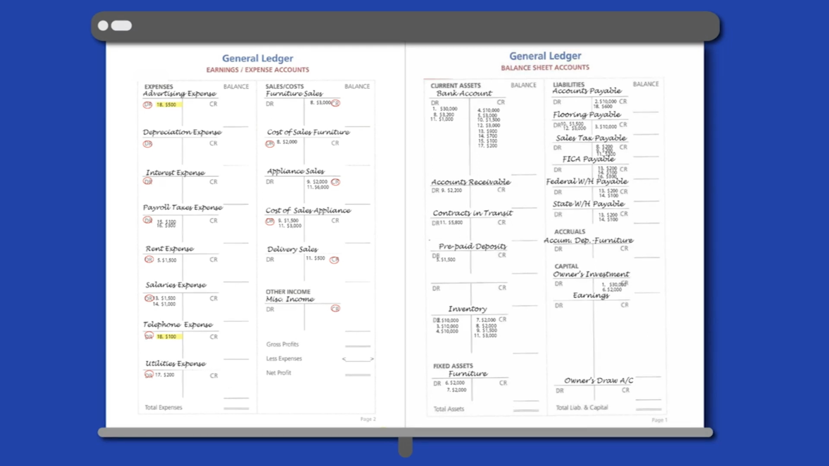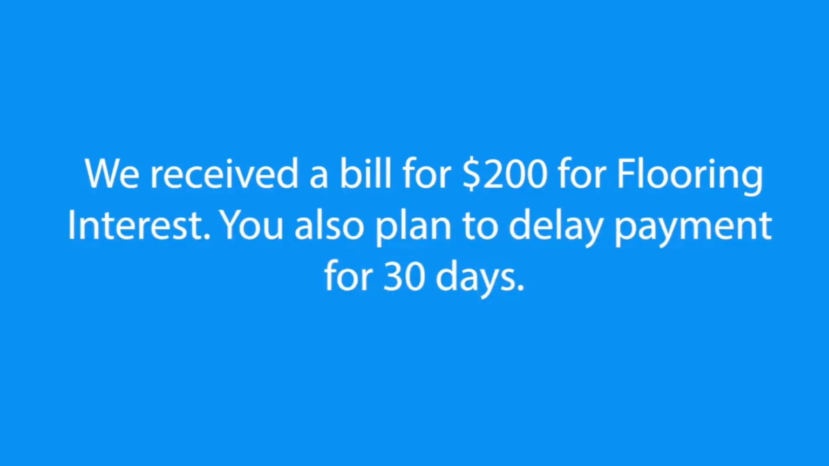Number 19. We received a bill for $200 for flooring interest. We also plan on delaying that by 30 days. So it's not due for 30 days. We're going to recognize that we owe it, but we're not going to pay it for 30 days. Okay, it's used up. We owe it. It's consumed. $200.